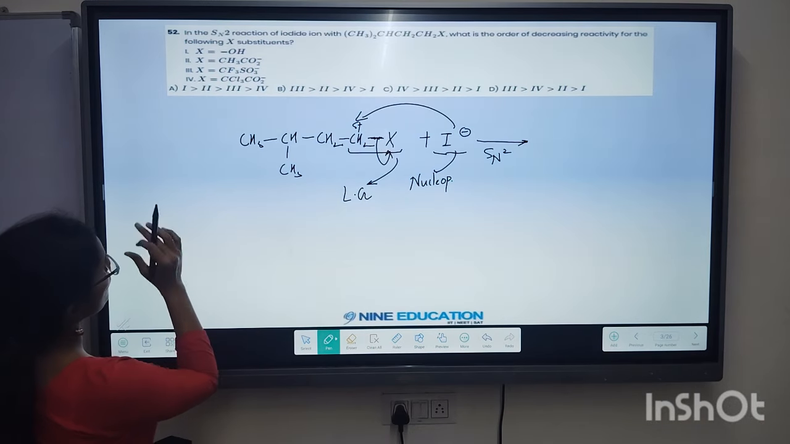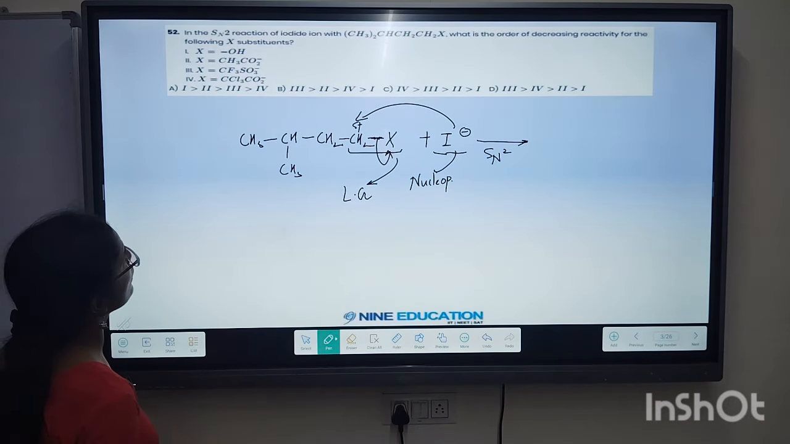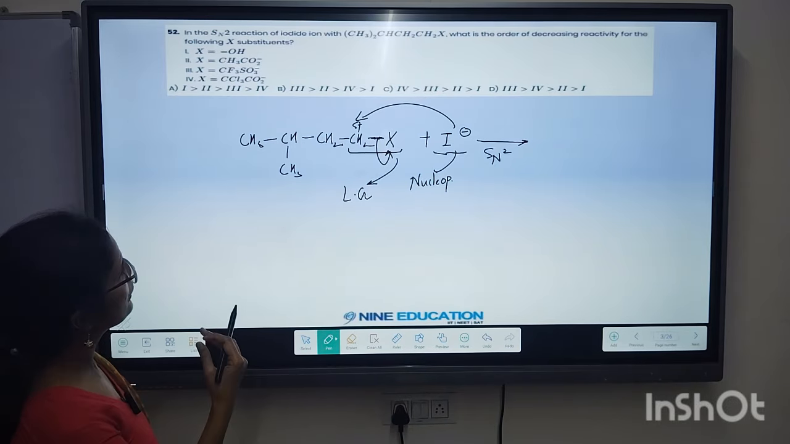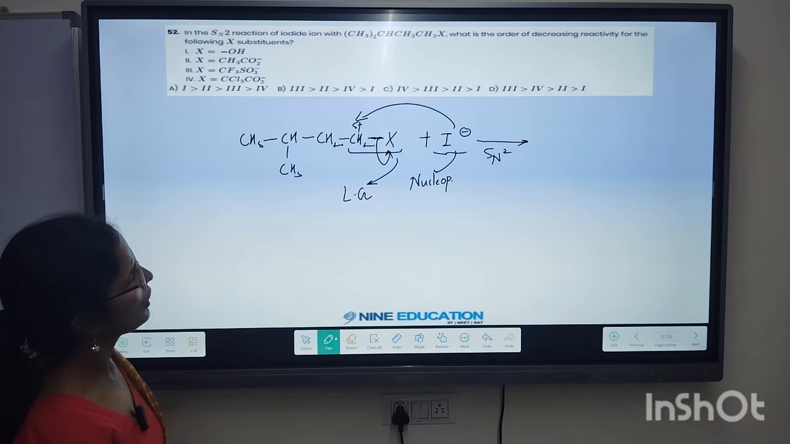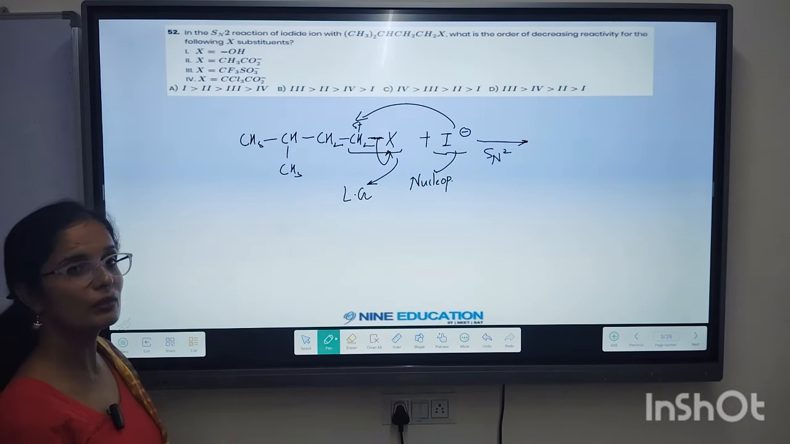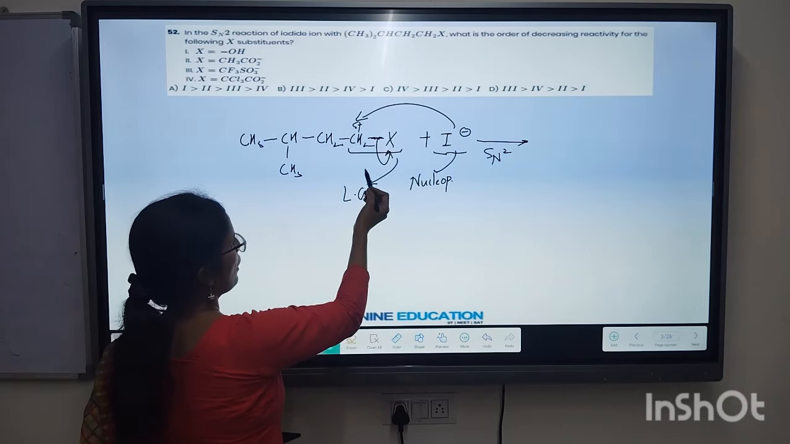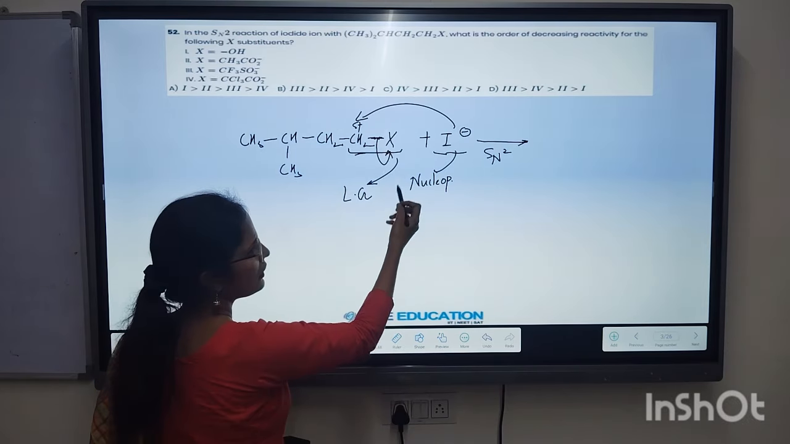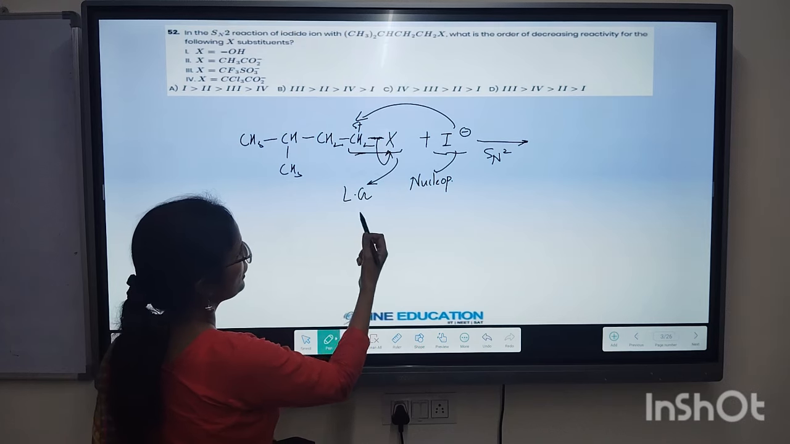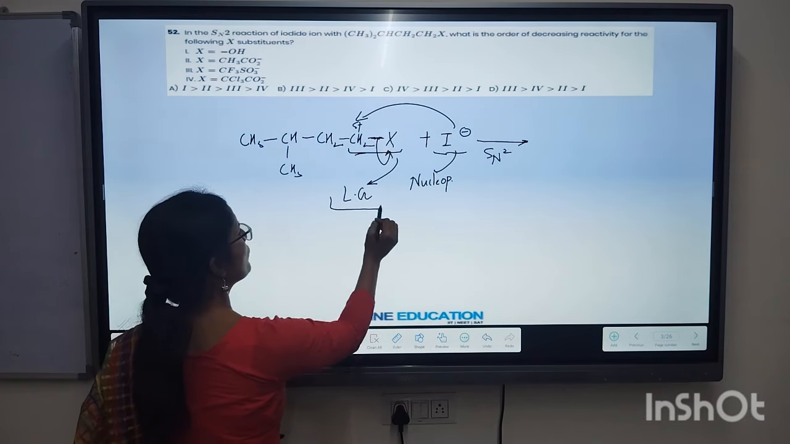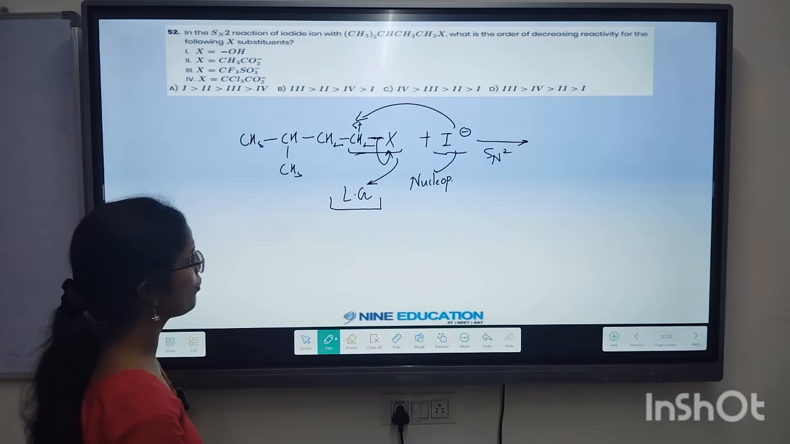Now ultimately, if you look at the question, we are having 4 options in which X is a different group present in the molecule. And if we are talking about the reactivity of these groups towards this SN2 reaction, ultimately we need to understand how easily these groups will be released from the carbon, or how easily they will be able to bear the negative charge, or take the electrons along with them. So ultimately we need to talk about the leaving group tendency of these groups.